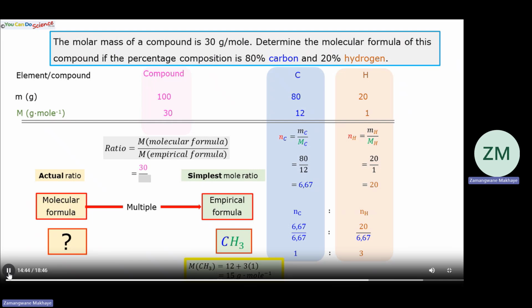Now calculate the mass of this empirical formula. Substitute it into this equation to determine the factor. The molecular formula is greater than the empirical formula by a factor of 2. The number of atoms in the empirical formula must therefore be multiplied by 2. C2H6 is the correct molecular formula because it gives the actual ratio between the elements in the compound. C2H6 is known as ethane.